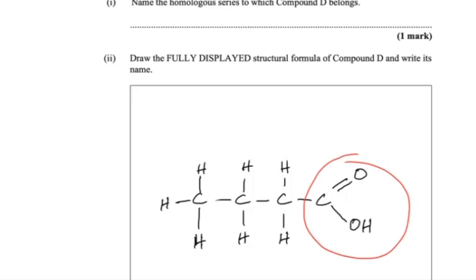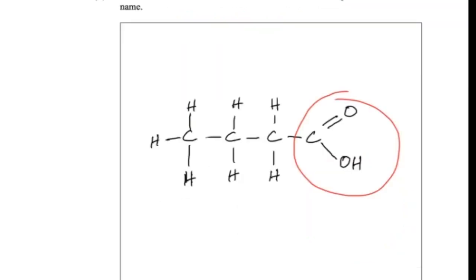So that would actually be called the organic acids, or if you give them alkanoic acids, that would give you the full marks. And they want the fully displayed structural formula. They want us to write its name. We have to count the number of carbons. The carbon in the functional group is counted as a part of the chain. So that is 1, 2, 3, 4. So that's butanoic acid, and they would give you 2 marks for that.